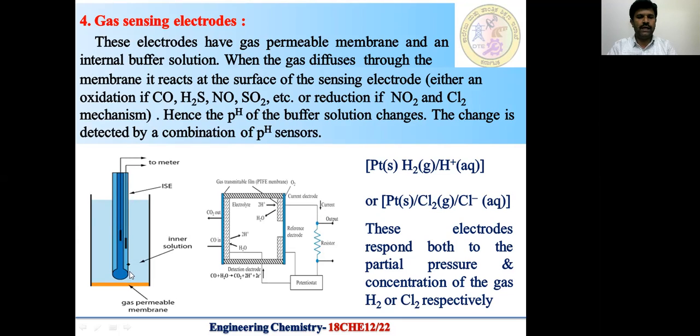Due to these reactions with the gas, the pH of the buffer solution changes. The change in pH is detected by a combination of pH sensors. For example, electrodes like the hydrogen electrode and chlorine electrode respond both to the partial pressure as well as the concentration of the gases hydrogen or chlorine respectively. So this is about gas sensing electrodes.